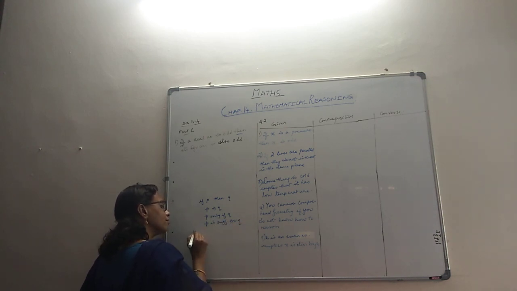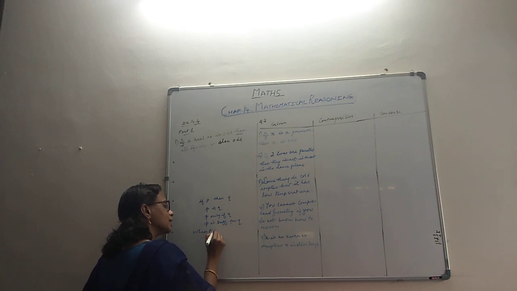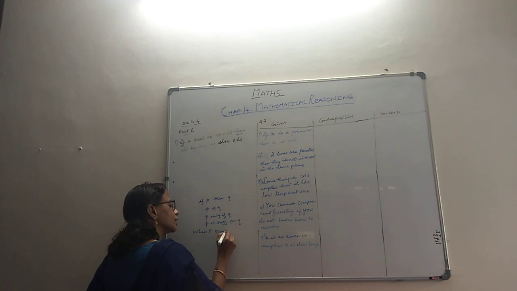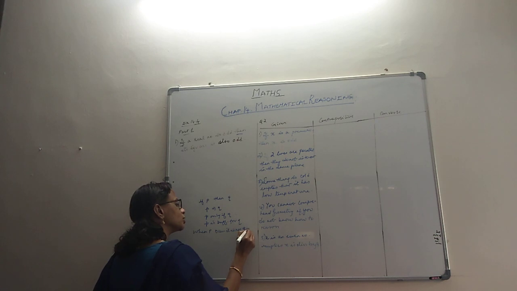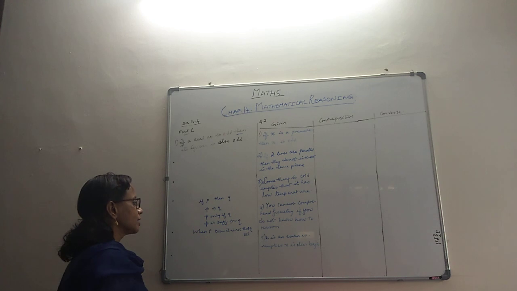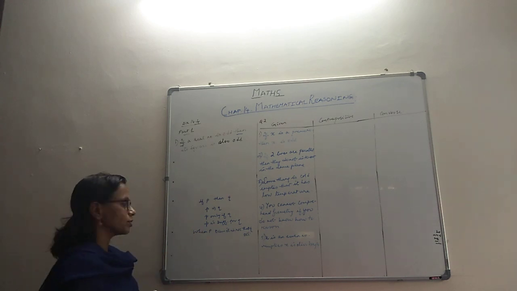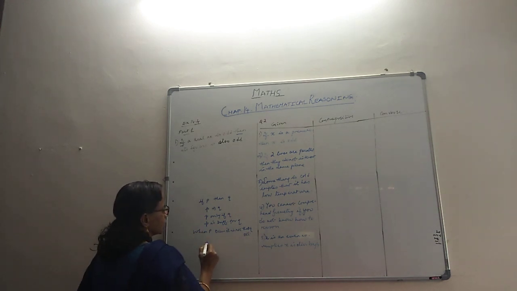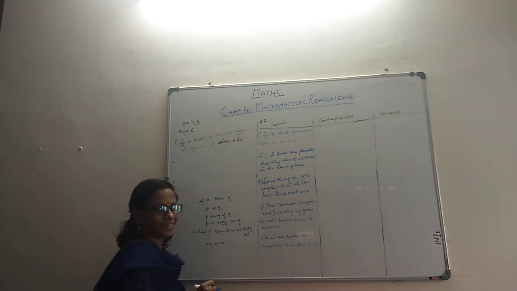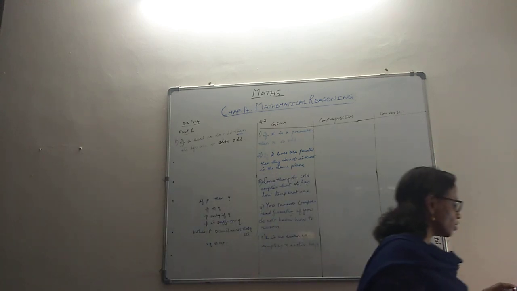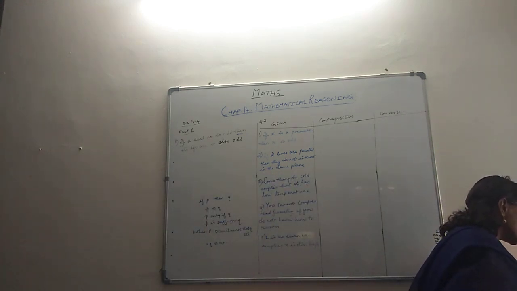Then, when P occurs, it is necessary that Q occurs. Then negative Q implies negative P, right? So these are the forms in which we are going to have our expressions done. So let's get started right away.